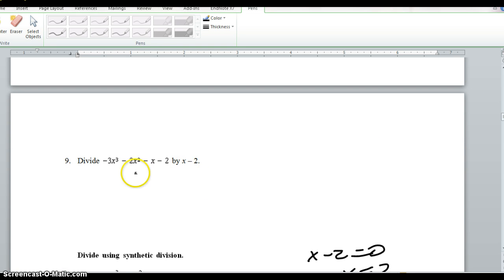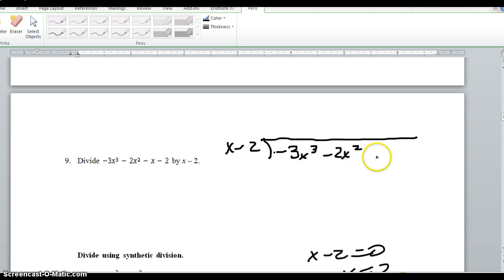Divide again. We can do this the long way if you'd like. Let's go ahead and do x minus 2 and divide that into our polynomial, -3x cubed minus 2x squared minus x minus 2. So what times x gets you -3x cubed? -3x squared. Multiply that all the way through.